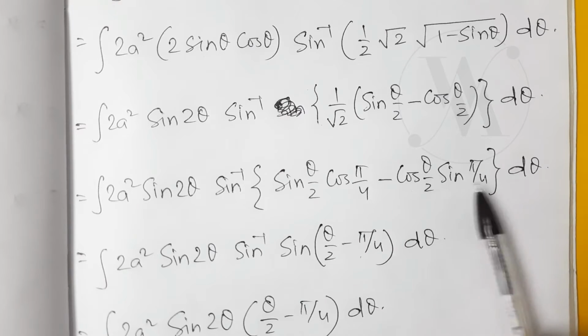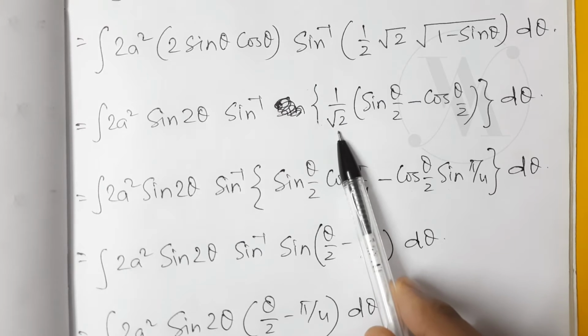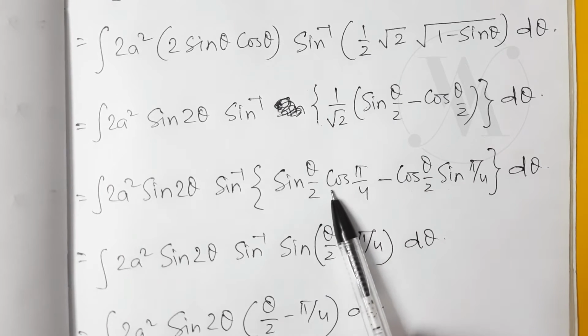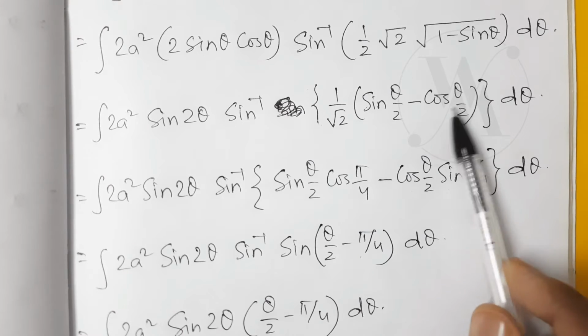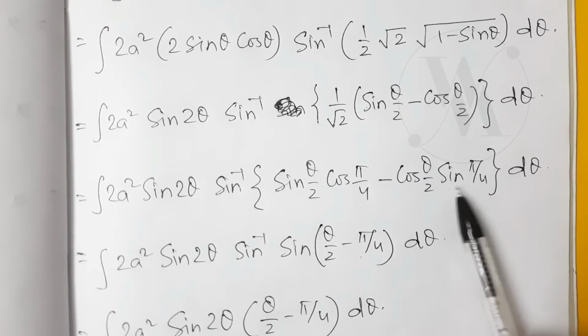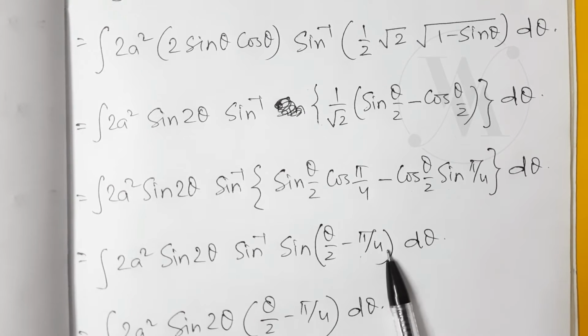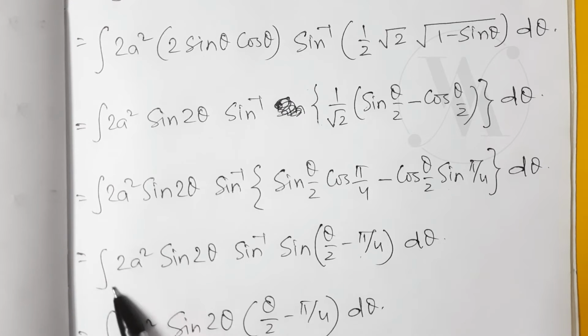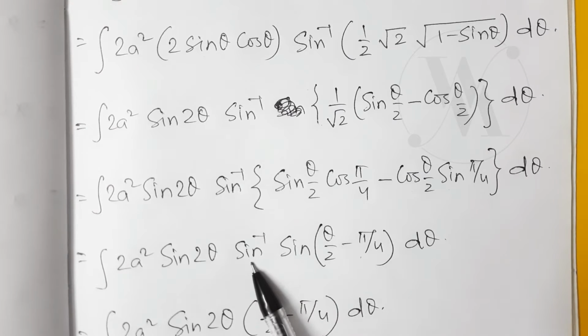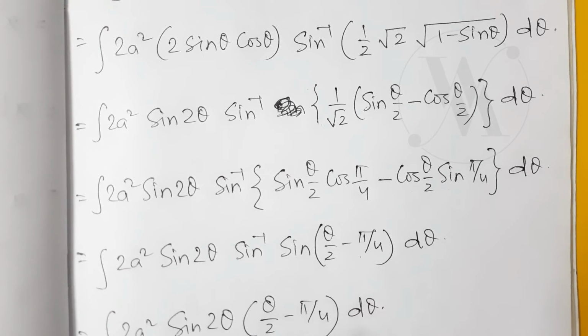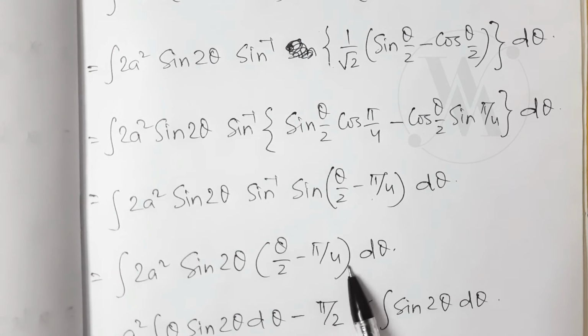What is the value of sine pi by 4? That is 1 by root 2 again. So in this sine theta by 2 I am keeping one cos pi by 4, and in this cos theta by 2 I am keeping one sine pi by 4, so that we can apply the sine C minus D formula. So these terms are there. This is sine 2 theta only. Now this is sine inverse sine, so this sine inverse and sine will go out. We will only have theta by 2 minus pi by 4.